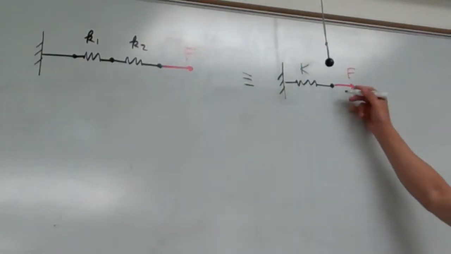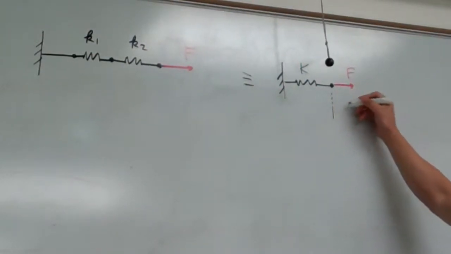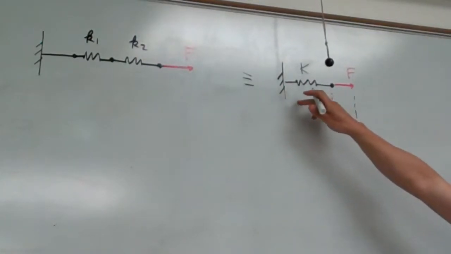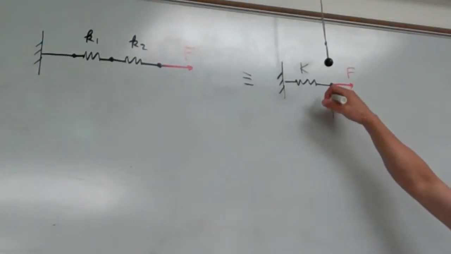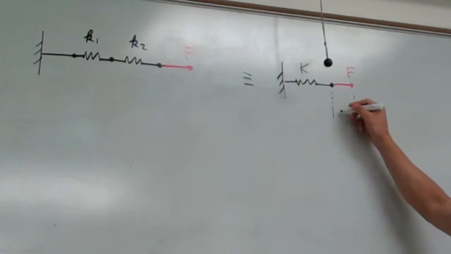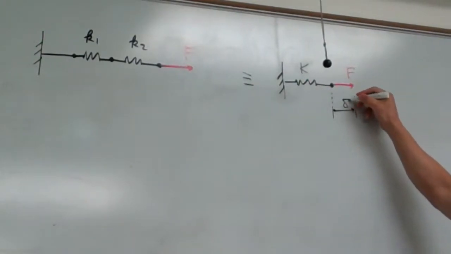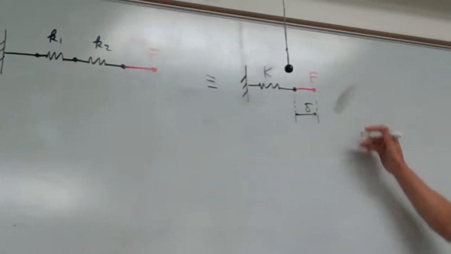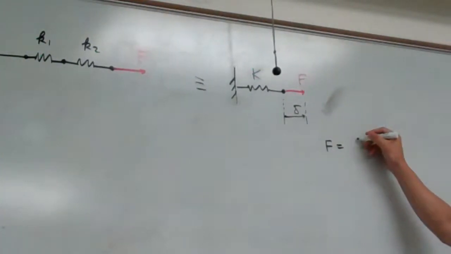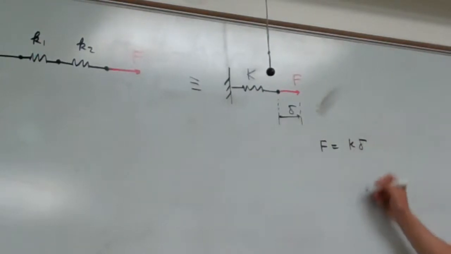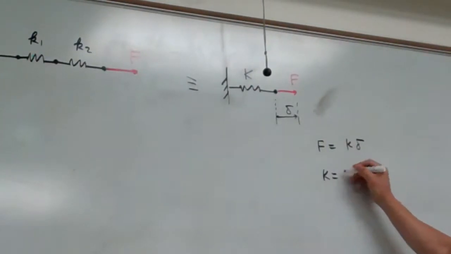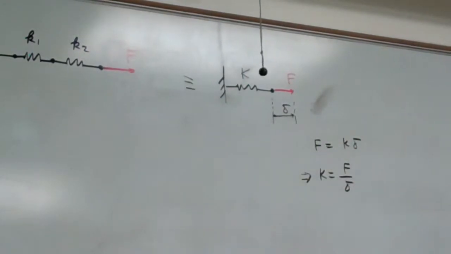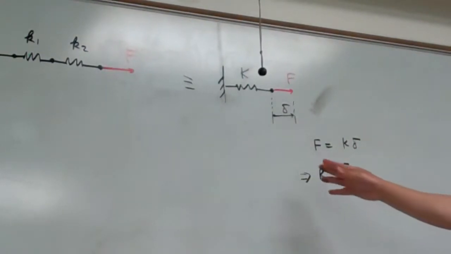So again, for our analysis, we assume that due to application of the loading, the spring deformed where the loading is applied. At where the loading is applied, we assume that the deformation is delta. So by Hooke's law, F equals K times delta, or simply K equals F divided by delta. Okay. So that is very straightforward from here.